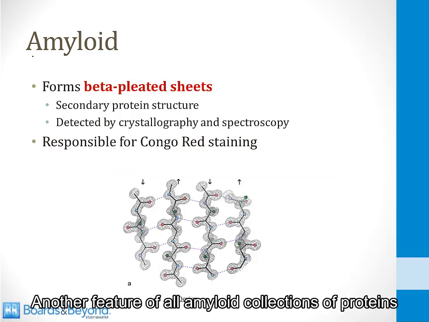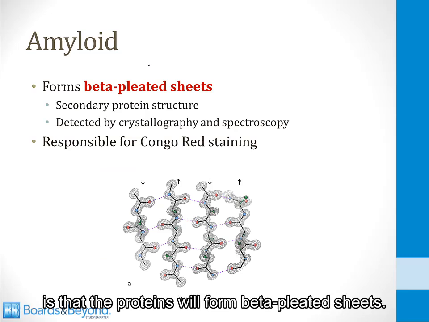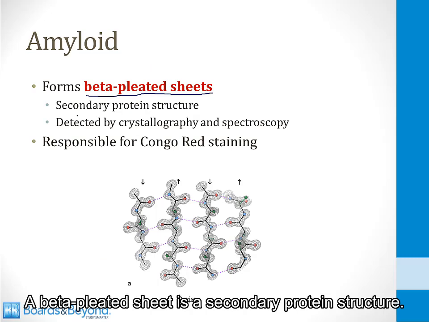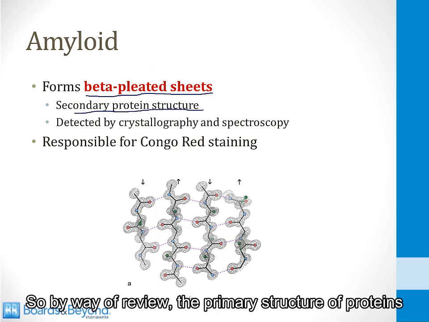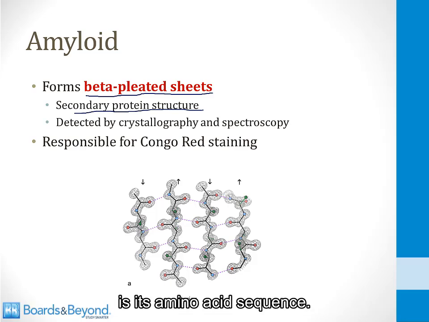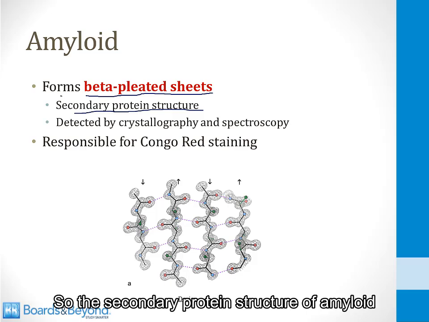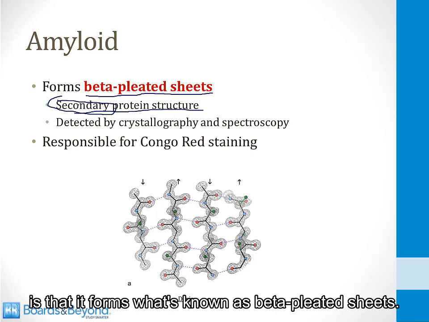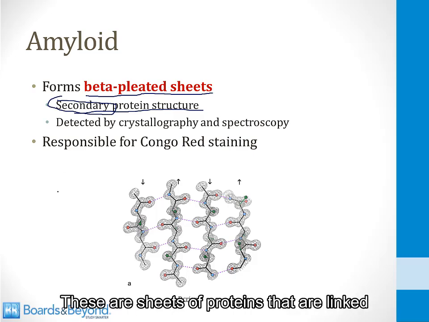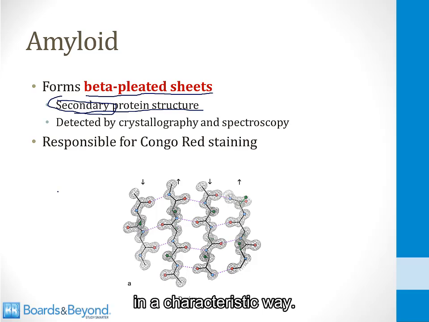Another feature of all amyloid collections of proteins is that the proteins will form beta-pleated sheets. A beta-pleated sheet is a secondary protein structure. By way of review, the primary structure of proteins is its amino acid sequence. The secondary structure of proteins is the folding or twisting of the chains of amino acids. So the secondary protein structure of amyloid is that it forms what's known as beta-pleated sheets. These are sheets of proteins that are linked in a characteristic way.